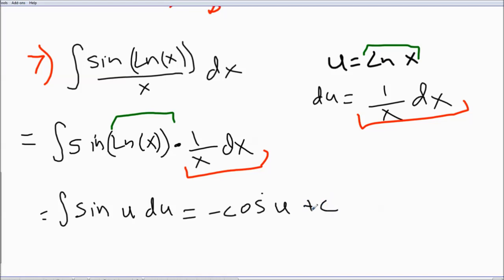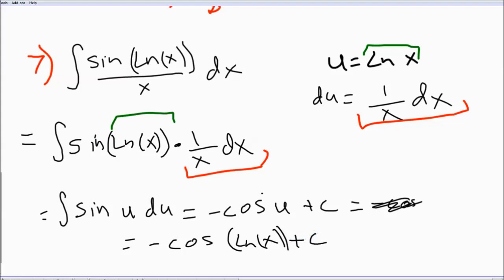Now let's make our substitution backward. And so what do we get? Negative cosine, I'm going to go to a new line, I'm running out of space. Negative cosine of natural log of x plus c. And that's it.